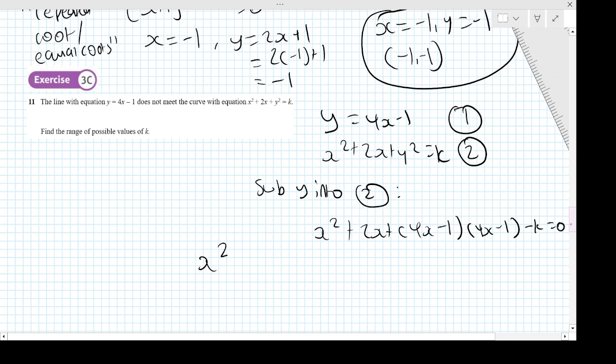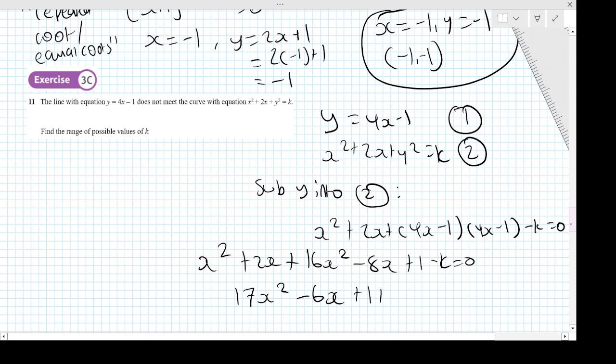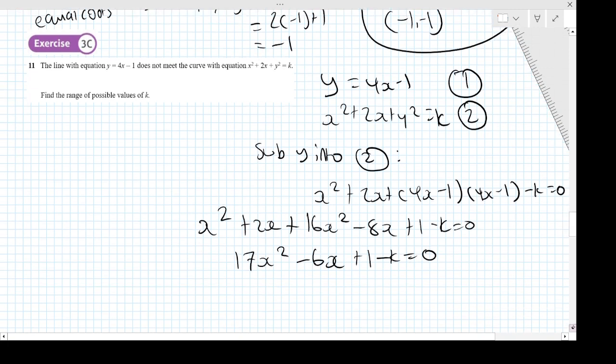Then I'm going to expand these brackets: x squared plus 2x plus 4x times 4x is 16x squared, minus 4x minus another 4x is minus 8x, plus 1 (minus 1 times minus 1 is plus 1), minus k equals 0. Then I'm going to tidy this up. I have 16x squared plus another x squared is 17x squared. Then 2x minus 8x is minus 6x. Then plus 1 minus k, and I can't simplify that anymore. And there we are, we've got this quadratic.